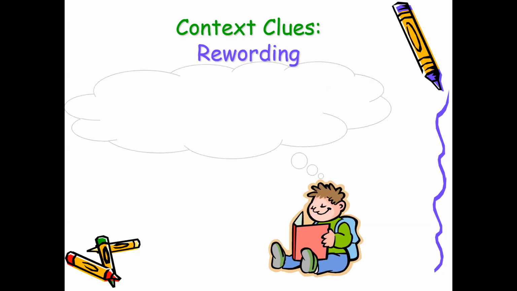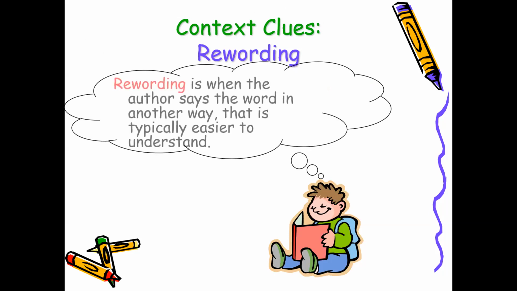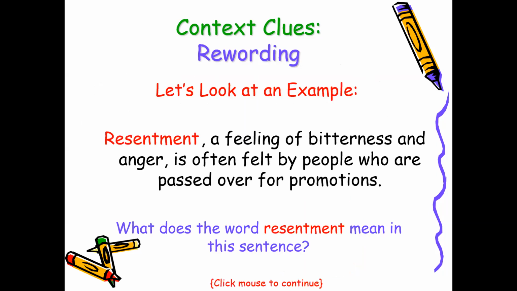So the first clue is rewording. Sometimes writers think readers will not understand a specific word, and so they are going to say the word in another way, an easier way for us to understand. So if you look at this example, can you tell me what the word resentment means? What do you think the word resentment means? A feeling of it.